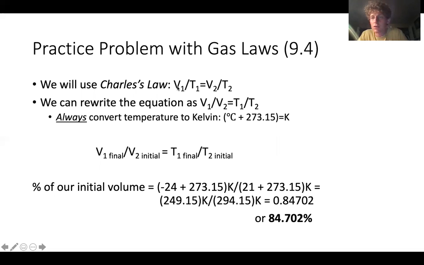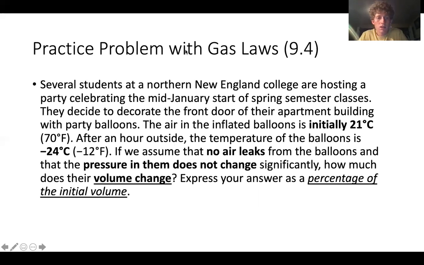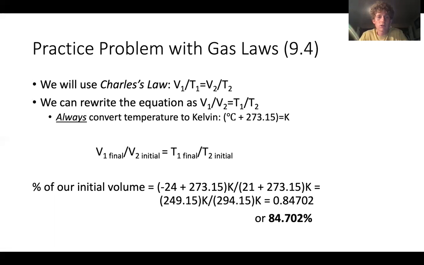Charles's law, if we're using that equation that we start with, volume 1 divided by temperature 1 is equal to volume 2 divided by temperature 2. We'll manipulate that equation so it's easier to solve for that percentage of the initial volume. So V1 over V2 is equal to temperature 1 over temperature 2.